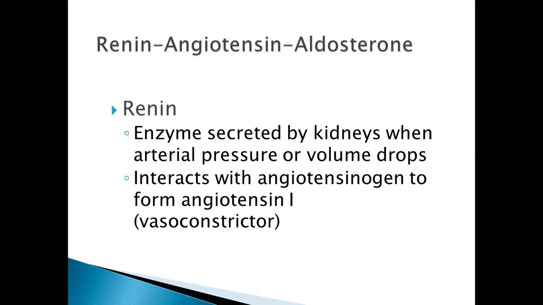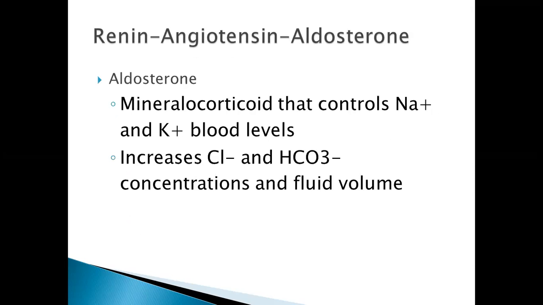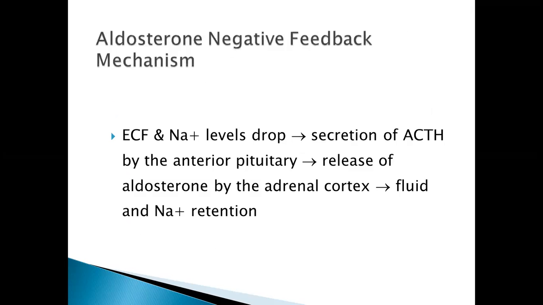Renin-angiotensin aldosterone system. Renin is an enzyme secreted by kidneys when the arterial pressure or volume drops. It interacts with angiotensinogen to form angiotensin 1, which is a vasoconstrictor. Angiotensin 1 is converted to angiotensin 2 using angiotensin converting enzyme present in lungs. It produces vasoconstriction to elevate blood pressure, and it stimulates the adrenal cortex to secrete aldosterone. Now, aldosterone is a mineralocorticoid that controls the sodium and potassium blood levels, and it increases the chloride and bicarbonate concentrations, and it helps to increase the fluid volume.